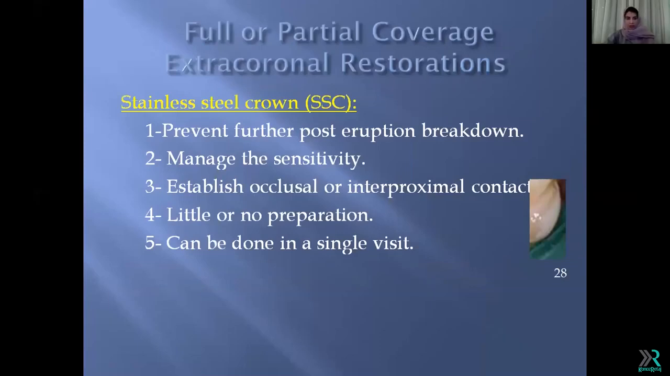The restorative choice is the full or partial coverage extracoronal restoration. The stainless steel crown is the most commonly used one. It prevents further post-eruptive enamel breakdown, manages the sensitivity, and establishes occlusal and interproximal contact. It requires little or no preparation and can be done in a single visit.